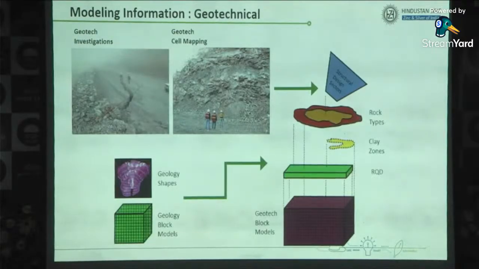Second is geotechnical information. When I do the exploration, there will be some RQD also that we analyze. In logging data also we analyze some things. So from that, we get some geotechnical information, like what is the rock type, at which depth which rock is encountered, what are the clay zones, what is the RQD of that particular area, is there any structure in that particular area, or any shear we can get from that block model.